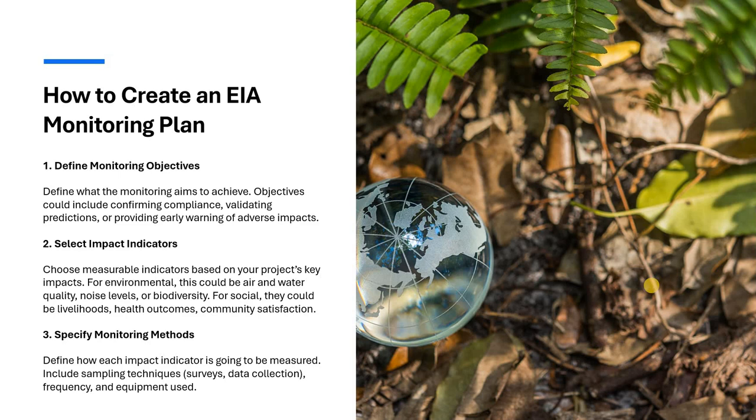Step 3, specify the monitoring methods. How are you going to collect the data? And so your monitoring methods will match those indicators. If an indicator is water quality, then you're going to use a water quality test. If another indicator is people's access to medical care, then you might send out a survey to the community.